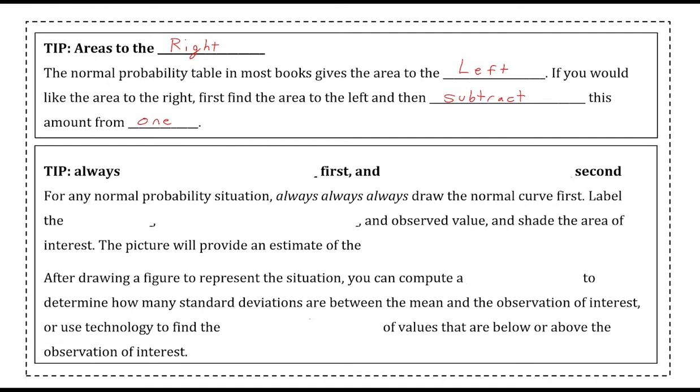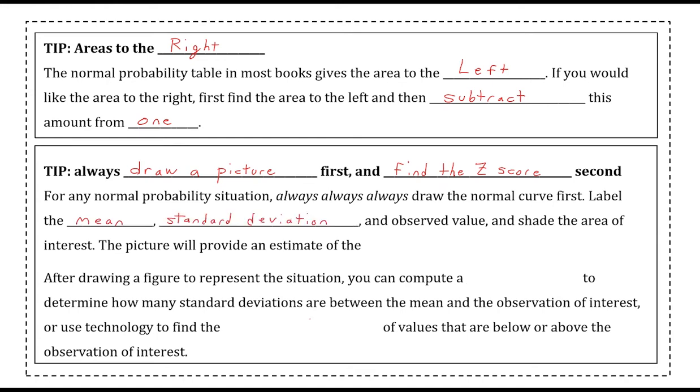Furthermore, we will always recommend that you draw a picture first and then find the z-score second. For any normal probability situation, always draw the normal curve first. Label the mean, the standard deviation, and observed value, and shade the area of interest. The picture will provide an estimate for the probability. After drawing a picture to represent the situation, you can compute a z-score to determine how many standard deviations are between the mean and the observation of interest.